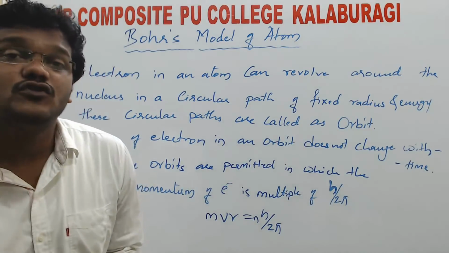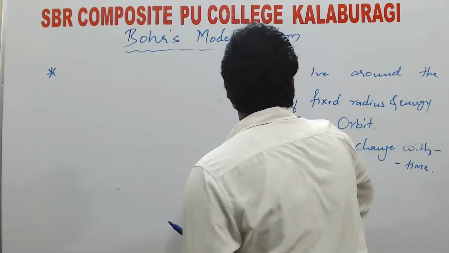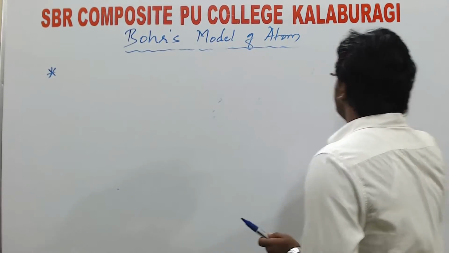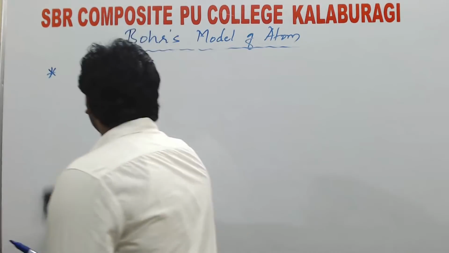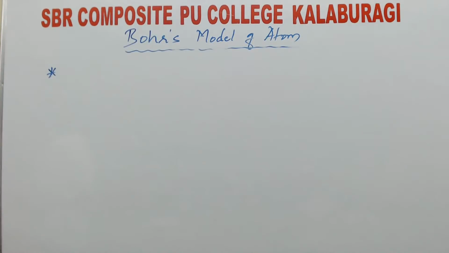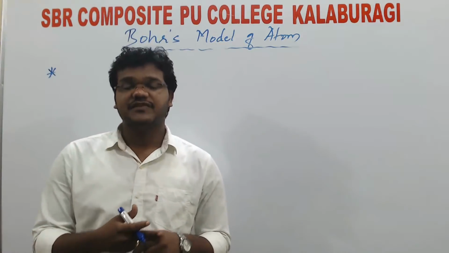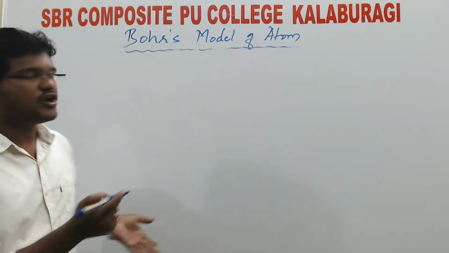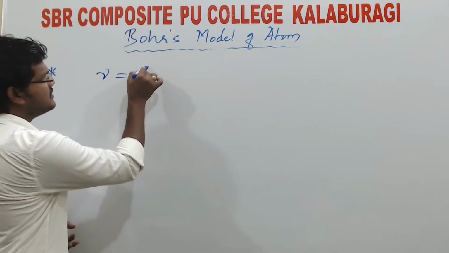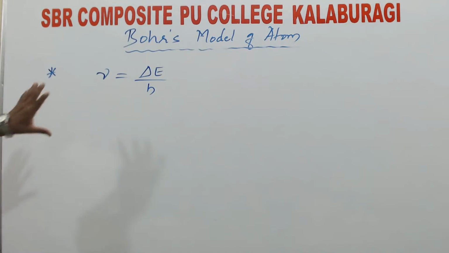So let us go for the fourth one. The fourth postulate is about energy. It is regarding the energy of the electron when it emits or absorbs, and the frequency of radiation absorbed or emitted when a transition occurs between two stationary states. Frequency can be expressed as delta E by h. So that is the frequency.